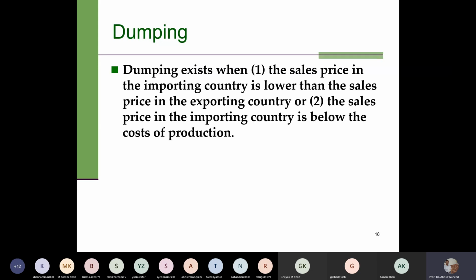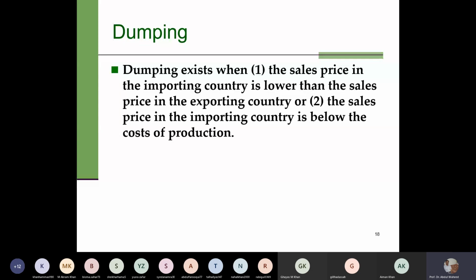So it means in your domestic market you are selling the same product at $100, but in another country's international market you are selling the same product at a lower price, maybe $80. Okay, so this will be called dumping. Or the sales price in the importing country is below the cost of production. So you are selling your product in the importing country at a price lower than the cost of production. This would also be called dumping.